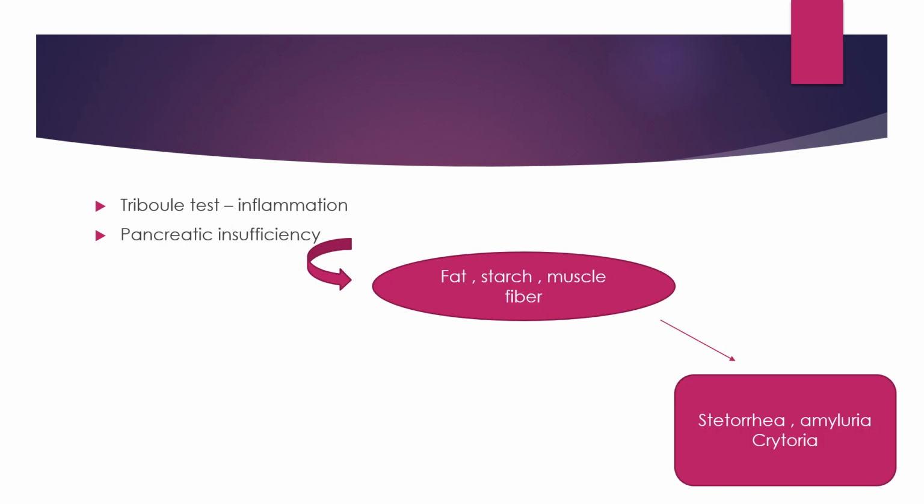Then the next information I want to give you is about the Tribe test. If the Tribe test on the analysis is present, it indicates inflammation, but we also need to differentiate whether it is a small intestine inflammation or a large intestine inflammation, meaning whether it is enteritis or colitis. I will tell you in detail how we can differentiate enteritis and colitis.